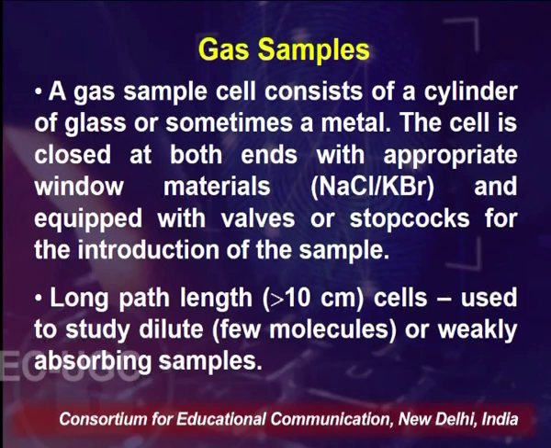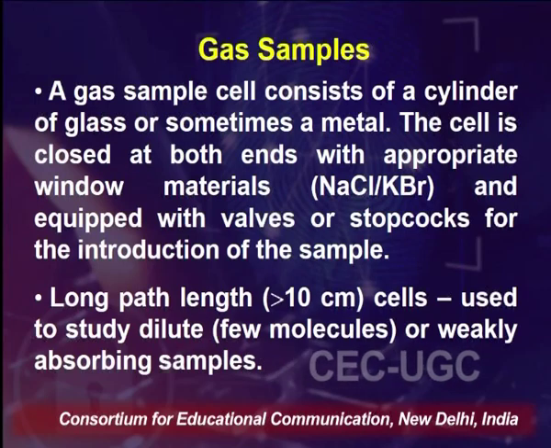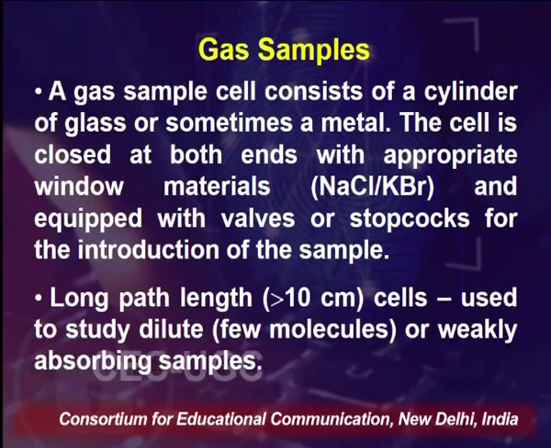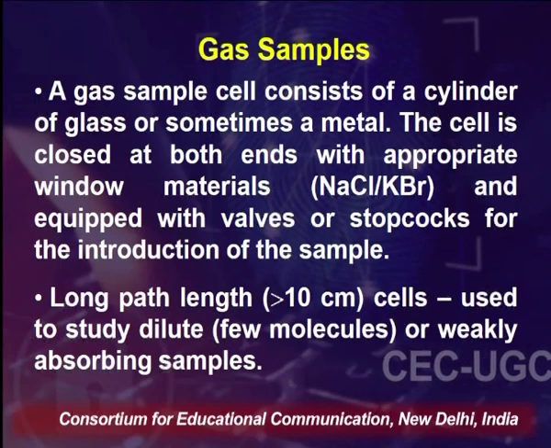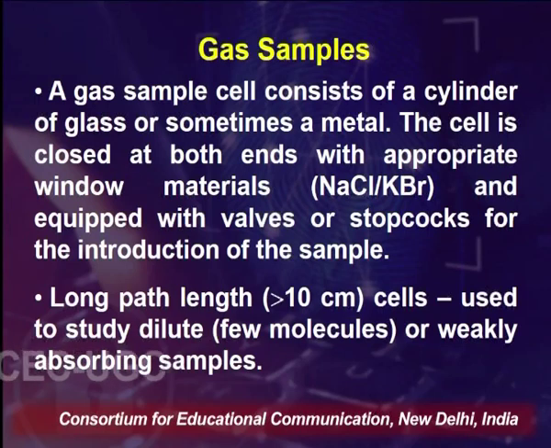For the gas sample, as I spoke, the cell consists of a cylinder of glass or sometimes metal. The cell is closed at both ends with appropriate window materials. When we talk about NaCl and KBr, they are IR transparent windows, and the cell is equipped with valves or stopcocks for the introduction of the sample. So whenever any gaseous sample goes into that chamber, the sample should be preserved in it.